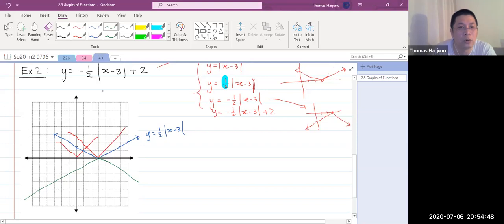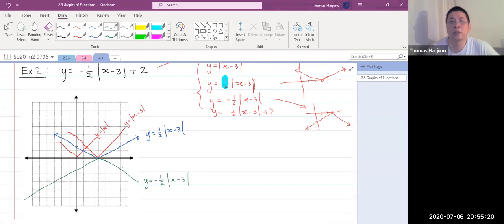Okay, so let me mark it first. This is y equals absolute of x. This is y equals absolute x minus 3. I think those two are okay. And the blue one, the shrinking, is the one that you need to pay more attention to. Okay, and the upside down. So this is y equals negative 1/2 absolute x minus 3. Notice that the vertex is still 3, 0 though.